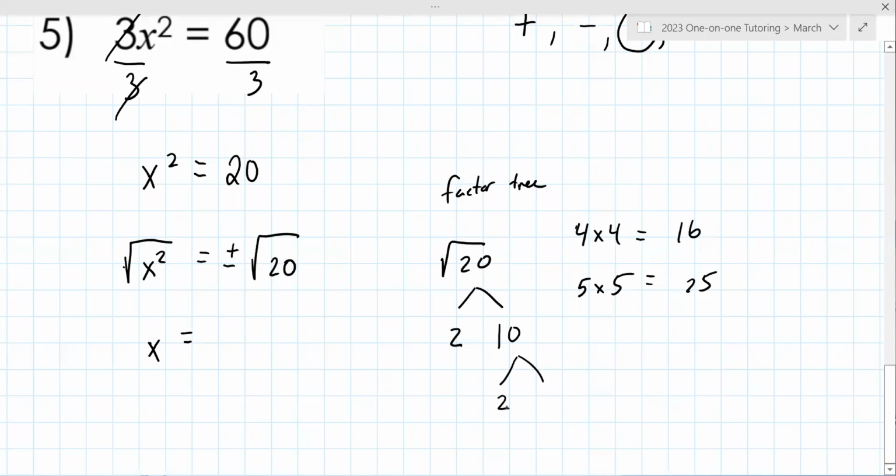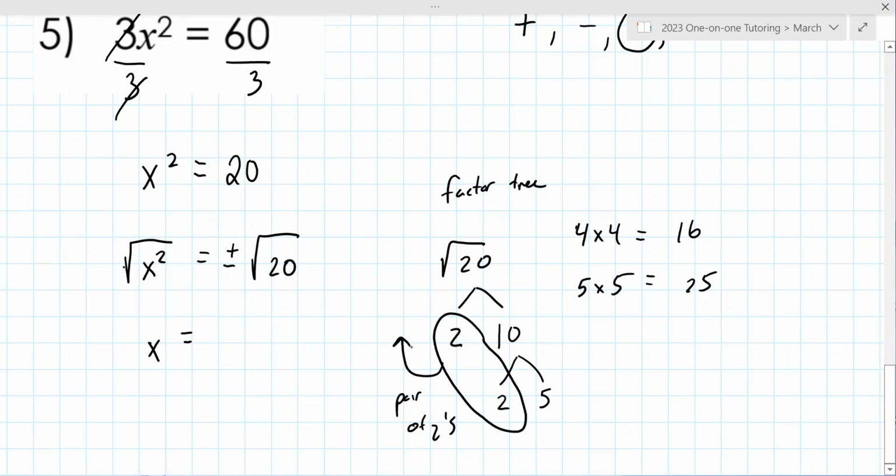Okay. Now try it again. Is 10 divisible by 2? Yeah. What is 10 divided by 2? 5. Good. See how there's a pair of 2s? Mm-hmm. So for each pair, you can bring one out of the square root.